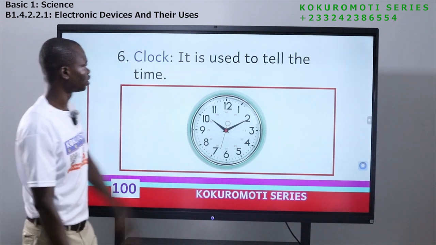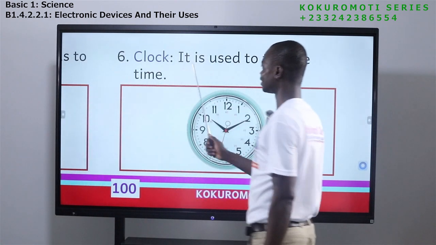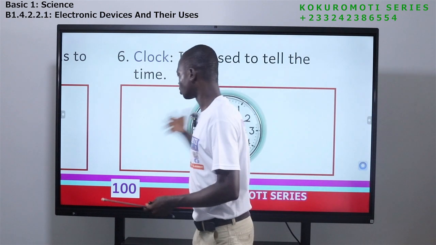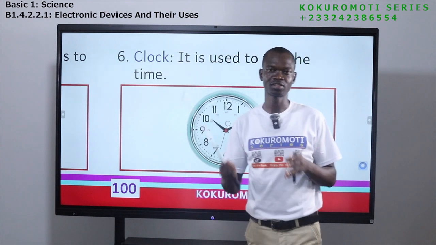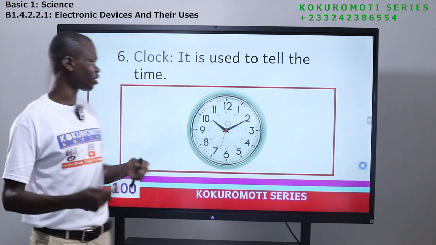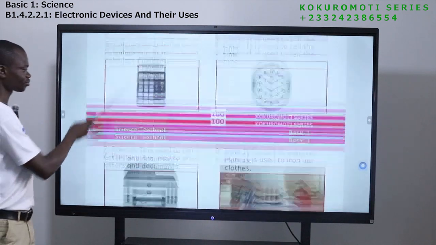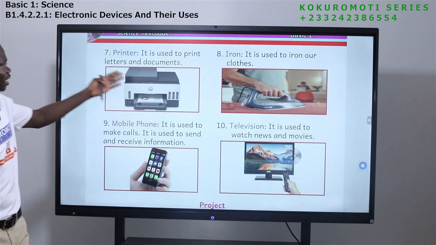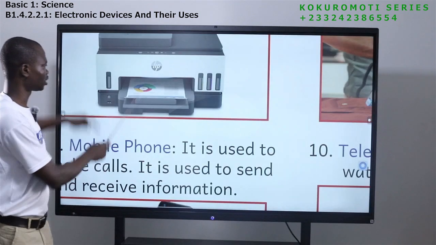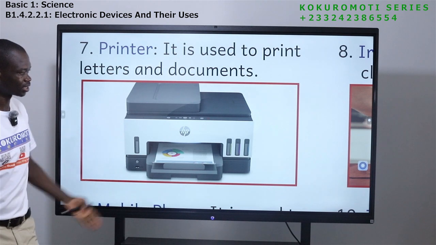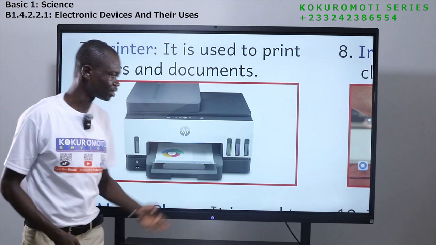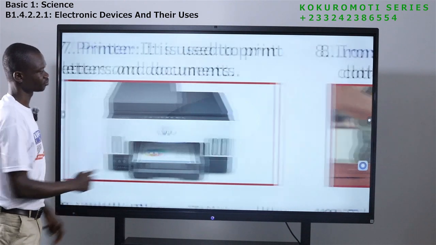Now let's come to this side. We have clock. It is used to tell what? The time. The difference between clock and wristwatch is that for clock, mostly they are hanging in our rooms. But wristwatch, we put it here, wherever we go with it. Now let's come to this side. Printer. It is used to print letters and documents. I've explained to you. So if there is something on a paper that has been printed, it's from this machine.